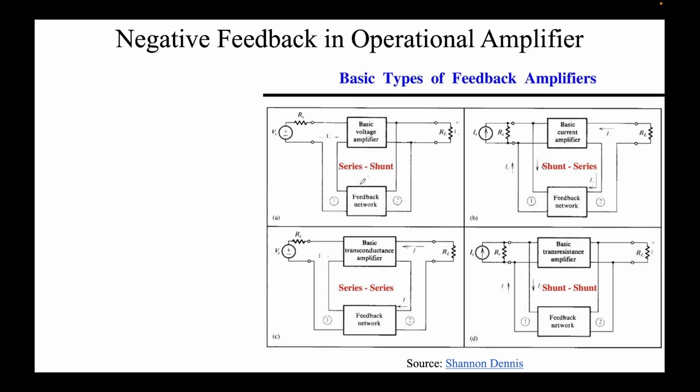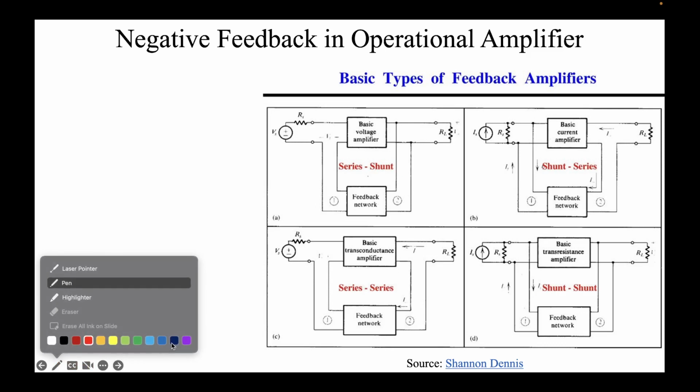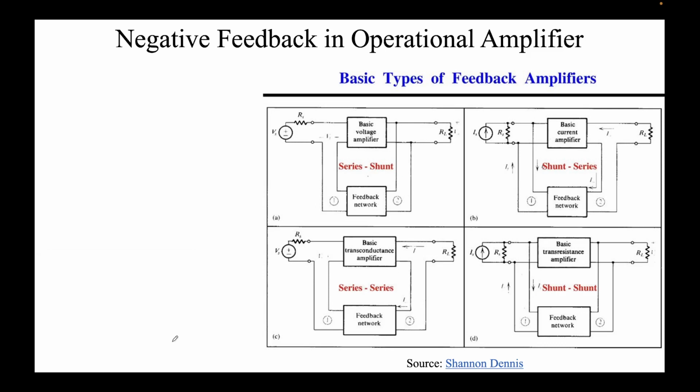So why is it called series shunt? It's called series shunt because from the output side, we take this as shunt. So output is taken as a shunt. It's fed to this feedback network, and while putting in the input, we are giving it in series. You see that this is a series circuit, and this is a parallel circuit. Hence shunt, and this is series.